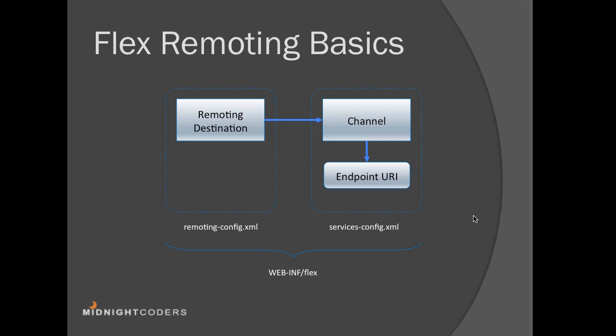In terms of the actual configuration files, in the most trivial scenario, you're going to have your services-config, which is a collection of the channels, and every channel is going to have its own endpoint URI. You will also have a collection of remoting destinations, which are referenced in remoting-config.xml. Both files are present in the WEB-INF/flex folder, and services-config is the one that is referenced by the compiler. Services-config also imports remoting-config, therefore there is no reason to import both files for the compilation.